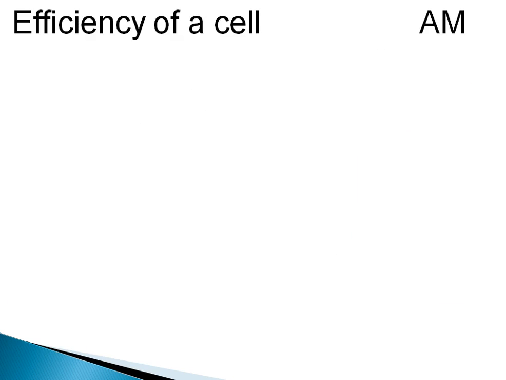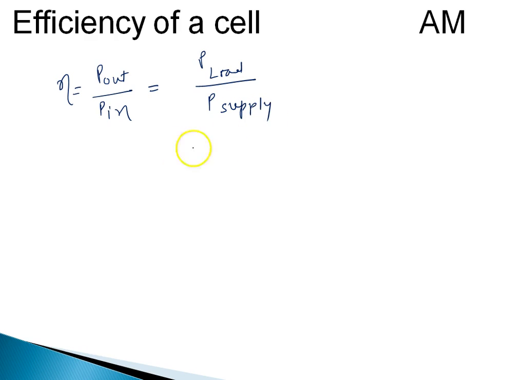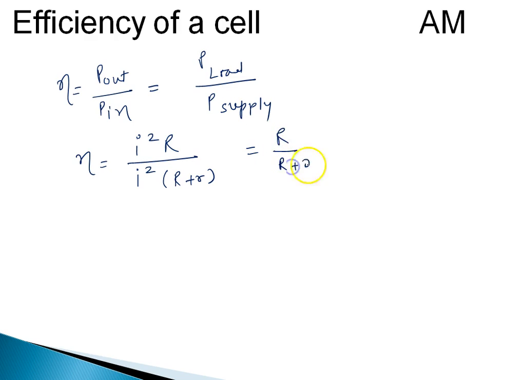Now efficiency of the cell. Basically this topic I will discuss again in electric power, but since it is coming here, I will discuss it in brief. Efficiency of any device is given by output power upon input power. Here output power is taken at the load resistance and input power is given by the battery or supply. Now efficiency can be written as output power I square R, where external load is R, and input supply is given by I square into net resistance R plus r. So what I will say, R upon R plus r.